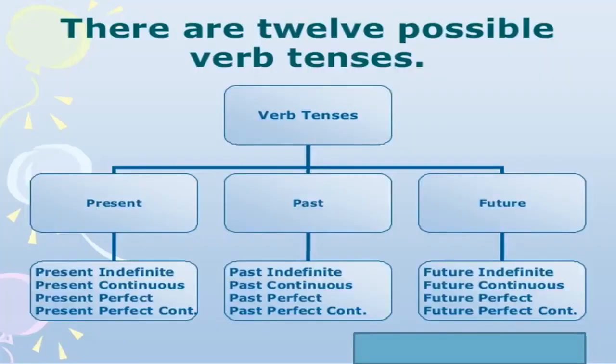There are 12 possible verb tenses. First, they are classified into three types: present, past and future. Then further they are classified into four subtypes based on aspect of verb: present indefinite, present continuous, present perfect and present perfect continuous. Then similarly, past indefinite, past continuous, past perfect and past perfect continuous. Then future indefinite, future continuous, future perfect and future perfect continuous. So in total we have 12 tenses in English grammar.